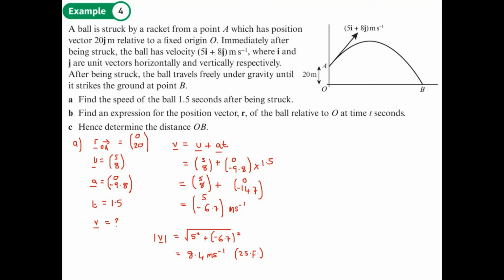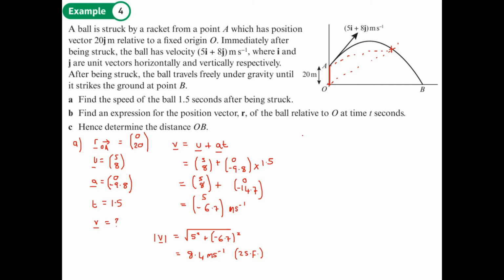Part B, find an expression for the position vector R of the ball relative to O at time t seconds. Okay, so I can use the diagram as a bit of a reference. We want to find the position vector of R at some point. So if we just label this as R, we don't know where it is. It's at a generic time. So we want to find out what this is. In order to do that, we can find this using our SUVATs, and then we can add on this part here because we already know that bit.